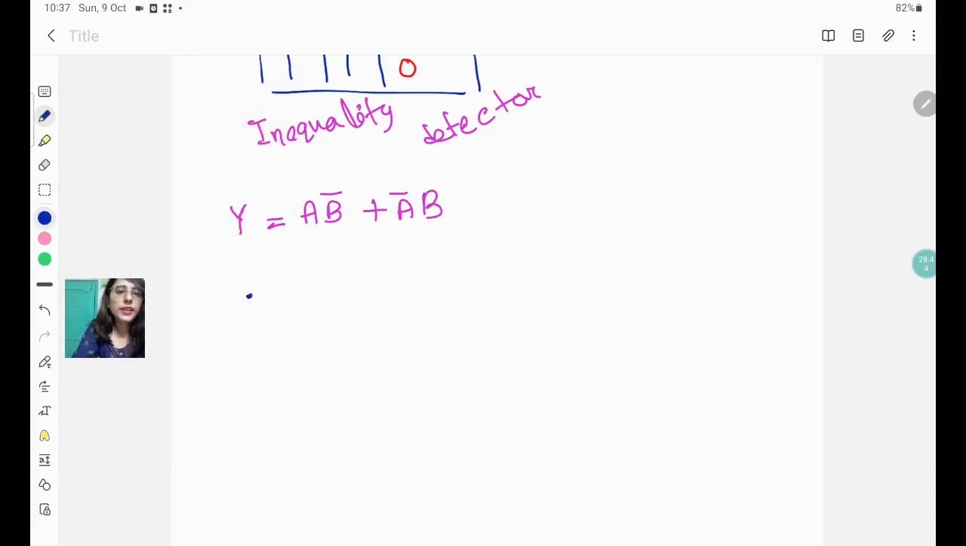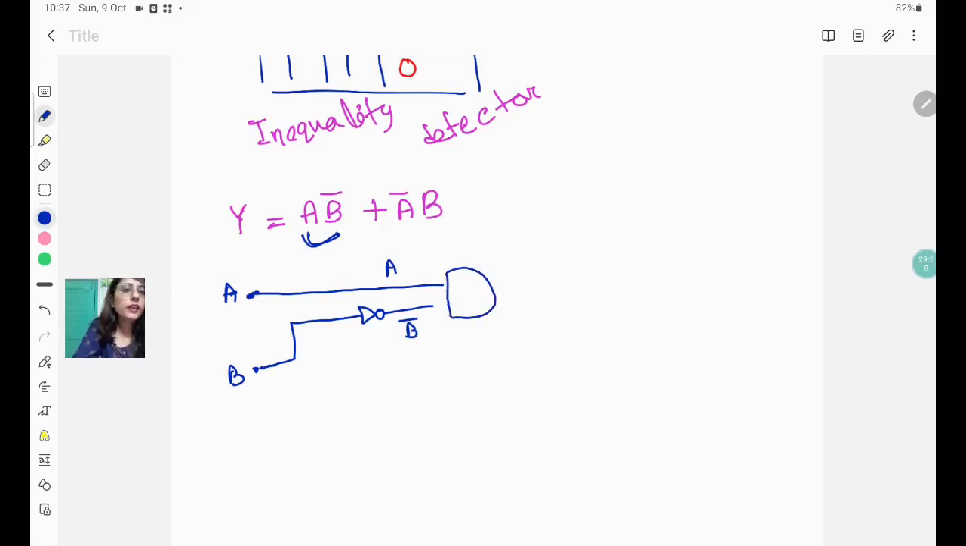Okay, so we are taking an A input and a B input. So how can we manage it? First of all, take this one, A B bar. Take a line from A and take a line from B and put a NOT gate here. So it will be B bar, and this will be A. A into B bar means we are going to have an AND gate here. So the output over here will be A B bar, right?